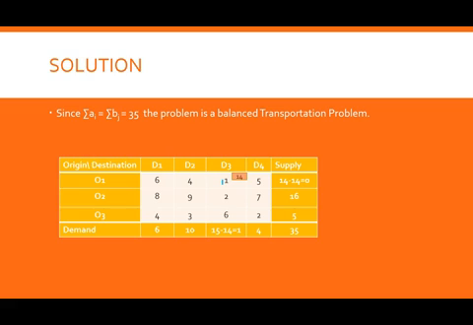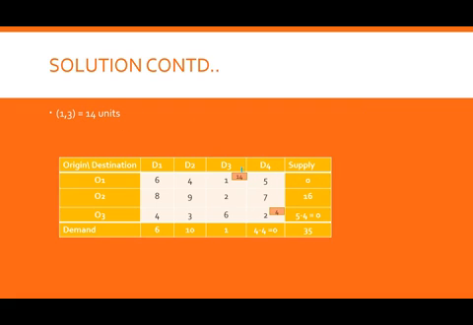1. So I need to make an allocation here. How much? Supply is 14, demand is 15. Minimum is 14. So I can transport 14 units at 1 comma 3. So I make an allocation at 1 comma 3 with 14. So supply 14 minus 14 becomes 0. Demand 15 minus 14 becomes 1. Okay. So at 1 comma 3, 14 has been made. So this row got removed.